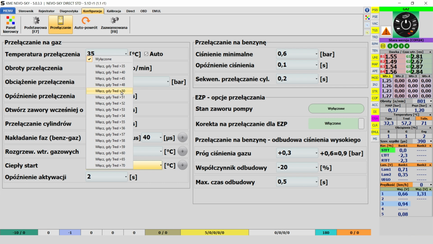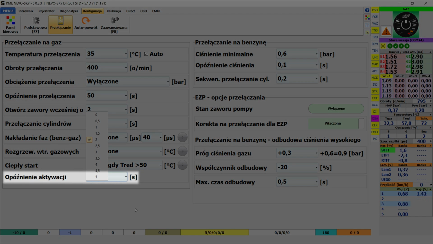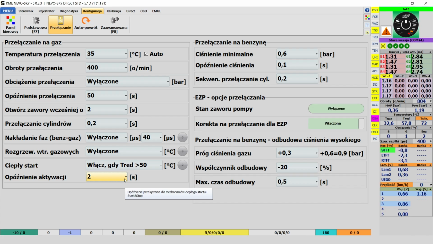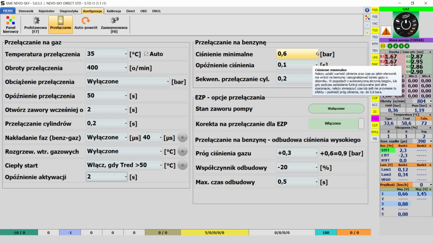On vehicles with automatic transmission or when a strong jerk is felt, this time should be reduced, and if it does not work, the minimum pressure should be increased, e.g. up to 0.8 bar. Parameter: sequential cylinder switching causes a delay in switching cylinders to petrol, which makes the transition smoother. Disabling this option will cause all cylinders to switch to gasoline at the same time.